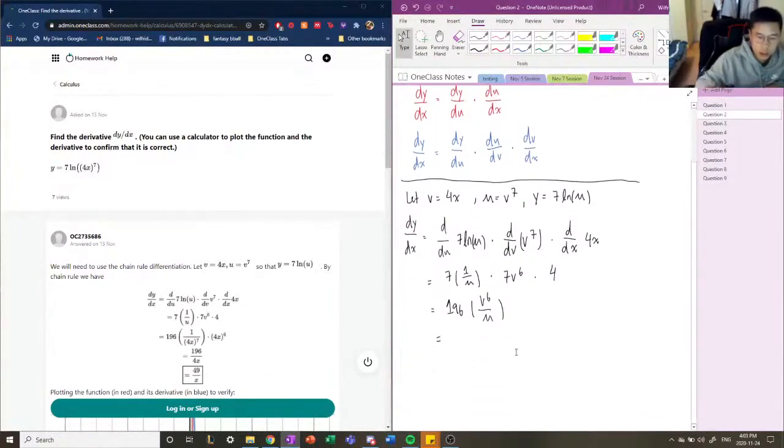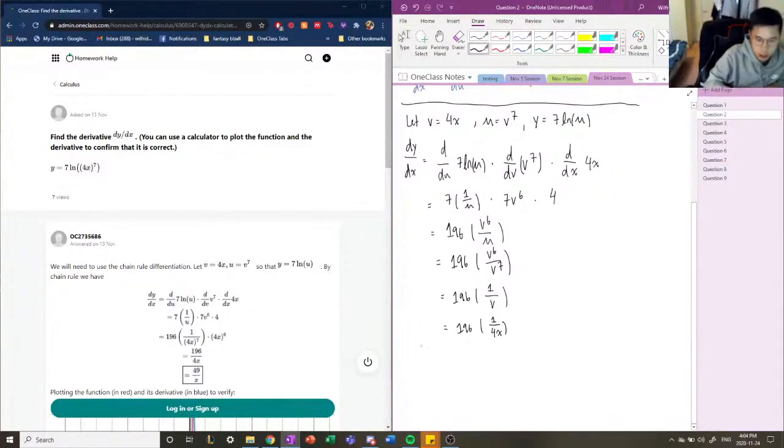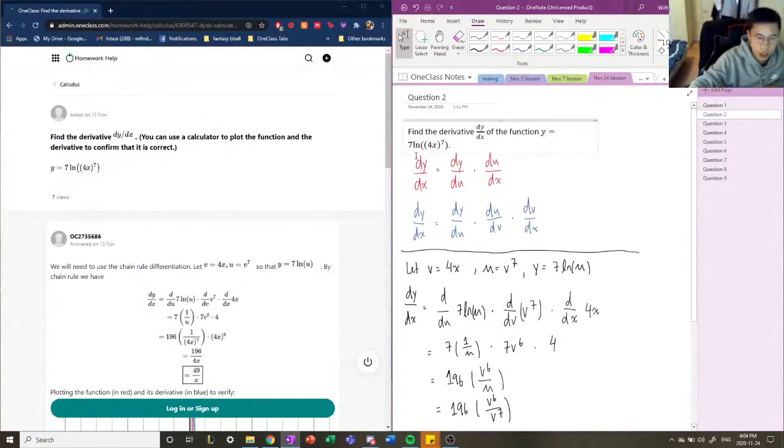Alright, so u equals v to the power of 7. So we'll have to sub in our u first here. So we get v to the 6 over v to the 7. We can simplify that again, which is 196 times 1 over v. And our v is equal to 4x. So 196 times 1 over 4x. And in the end, we get 49 over x, which is a reciprocal function. Okay, so that is the derivative of 7 ln of (4x) to the power of 7.